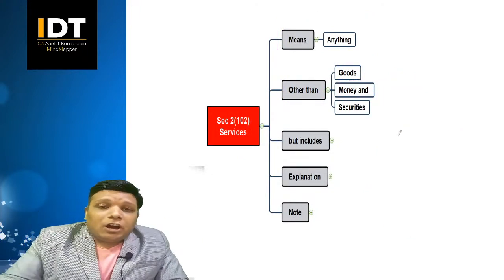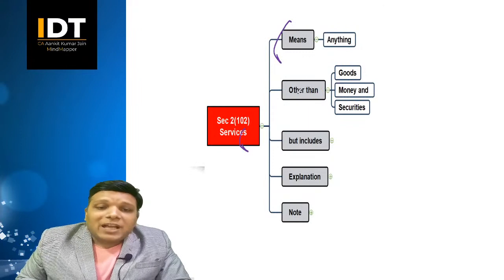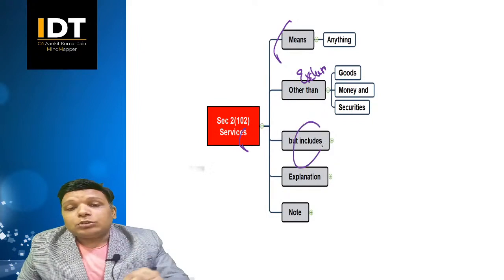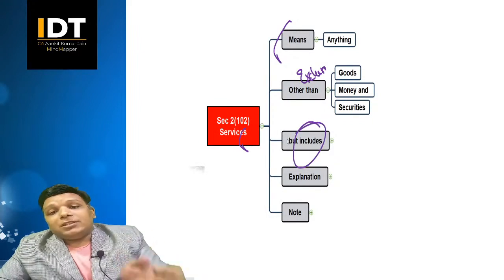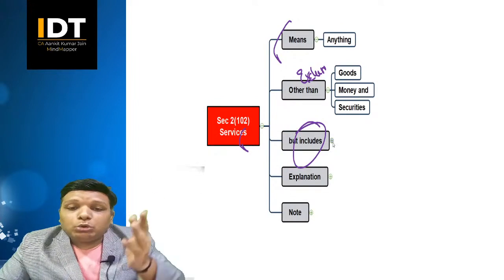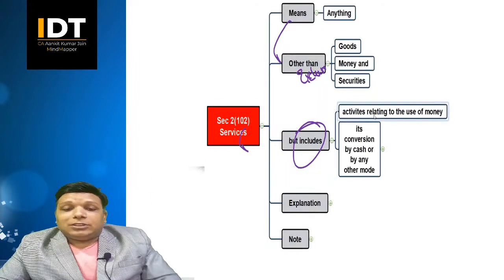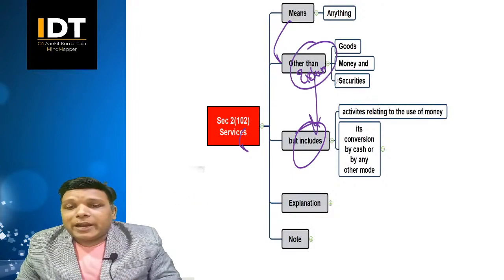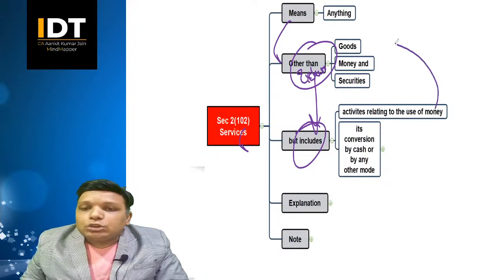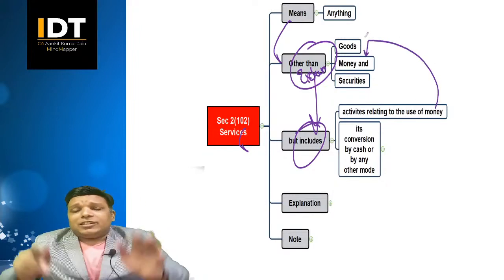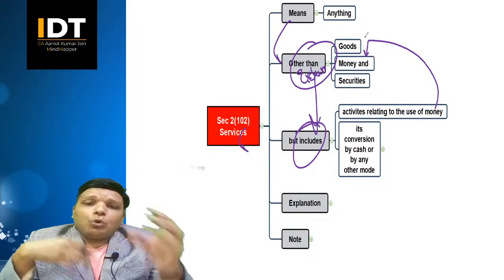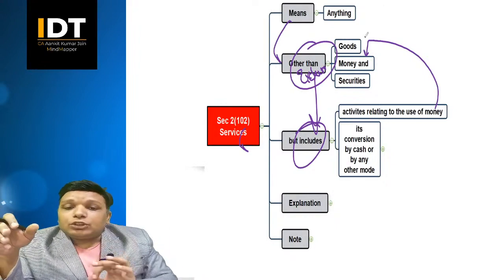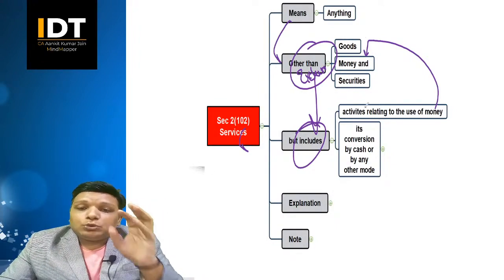That is what we have understood as far as the concept of services was concerned. Till now we have covered the meaning of services as well as "other than", that is, the exclusion. But it also includes something. It means it can include something that was excluded. Why does this inclusion come? Because something was excluded, and only if something from it is included does "but includes" come in. Activities relating to the use of money. That means when I'm using that money and generating more money out of it, those activities relating to the use of money are included in the definition of my services. Correct?